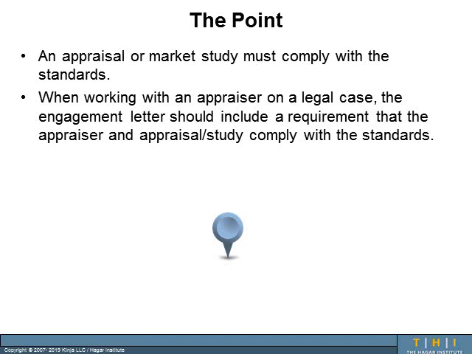When working with an appraiser on a legal case, the engagement letter should include a requirement that the appraiser and the appraisal or study comply with the standards. There needs to be an understanding of that. I'm dealing with a case right now, and there was no agreement by the other side to produce an appraisal that complied with the standards. And so now there's a large argument about whether it does or it doesn't. Who cares what the value is?